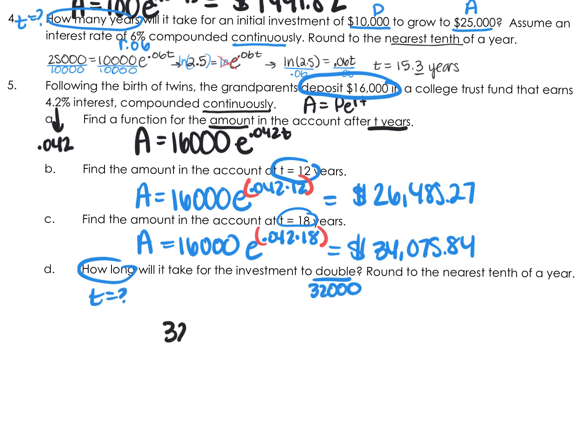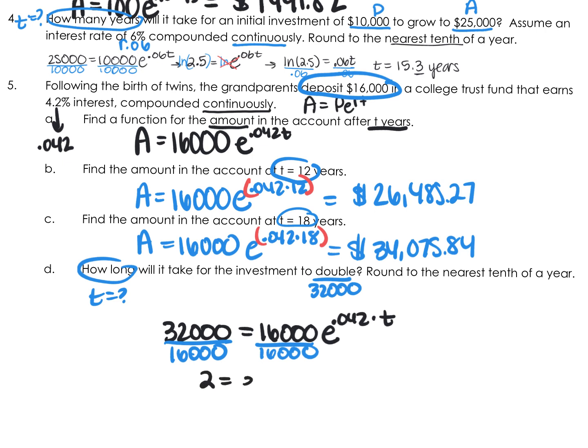So we're going to plug in $3,200 for the ending amount. And t we'll leave in there. Now we have to solve. So first we'll divide by 1,600. And we'll get 2 is equal to e to the 0.042 t.